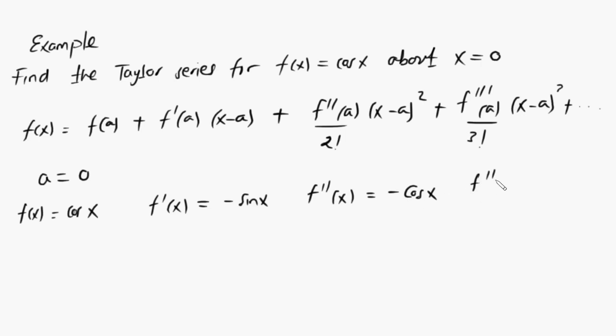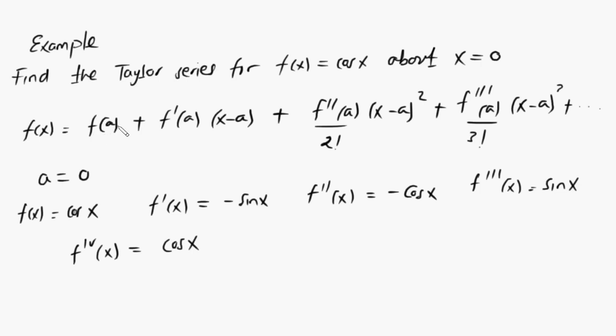Then the third derivative is what? Differentiating cos x gives negative sin x, and with the negative in front this becomes positive sin x, okay? Then the fourth derivative is what? The fourth derivative: differentiate sin x, I just get cos x, okay? That's the fourth derivative.